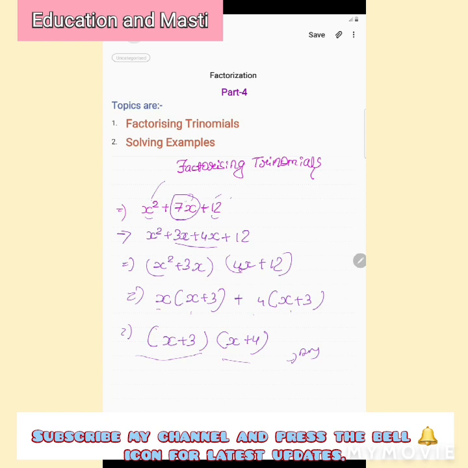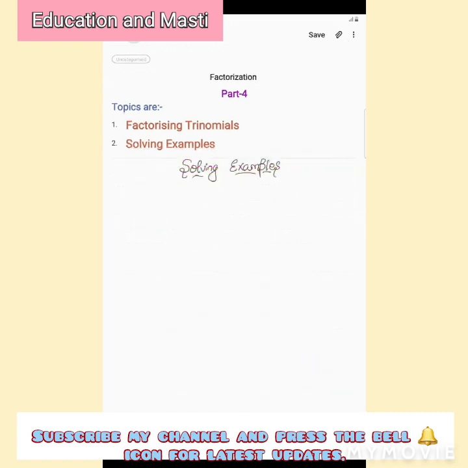Now let's solve some examples. So let's take the first example: a square plus 13a plus 40. What I told you to remember is that when I break this 13a, the two numbers I get, when multiplied, should give 40a square, and when added, should give 13a. I have to choose the numbers like that.